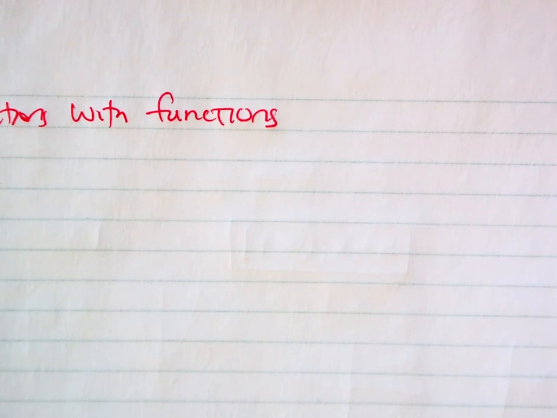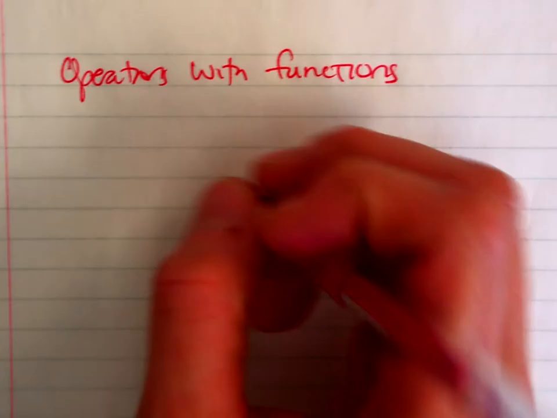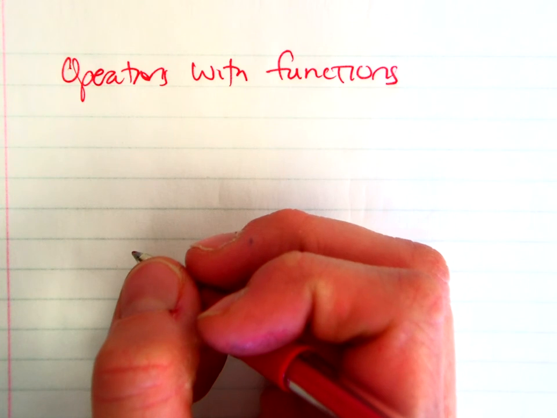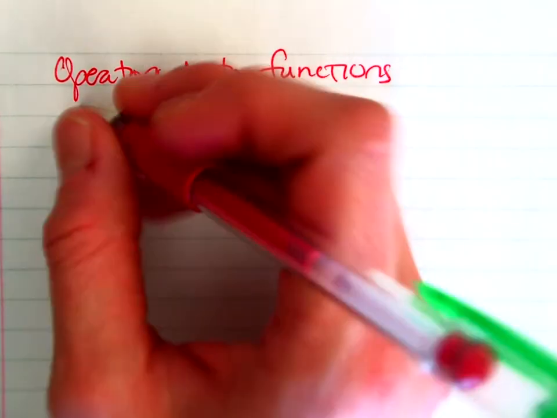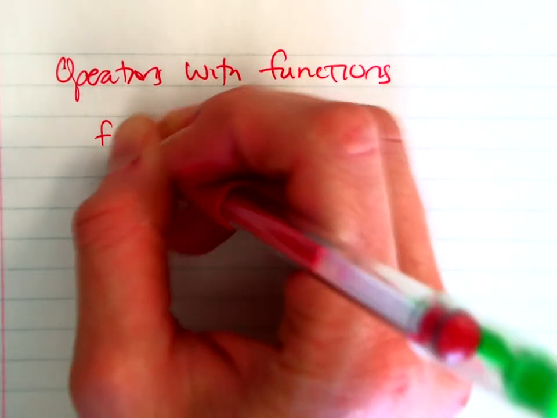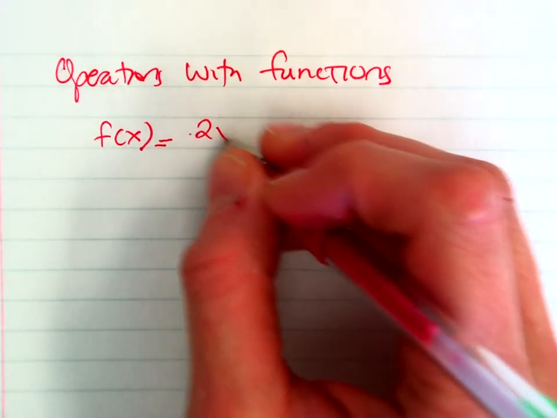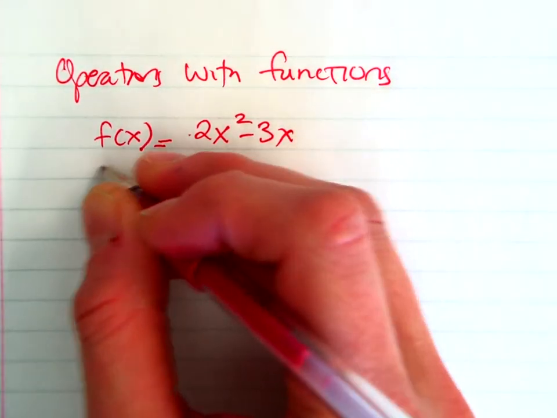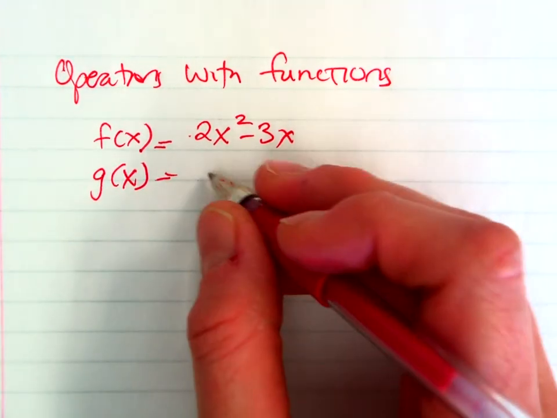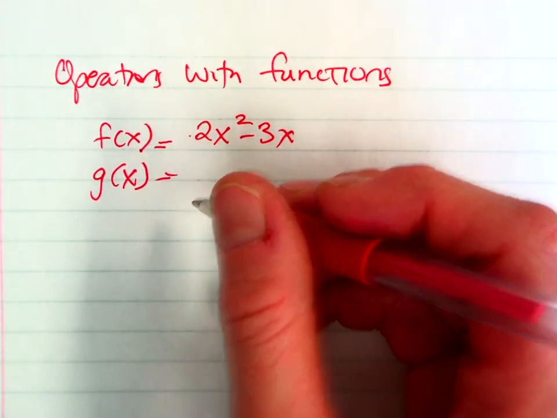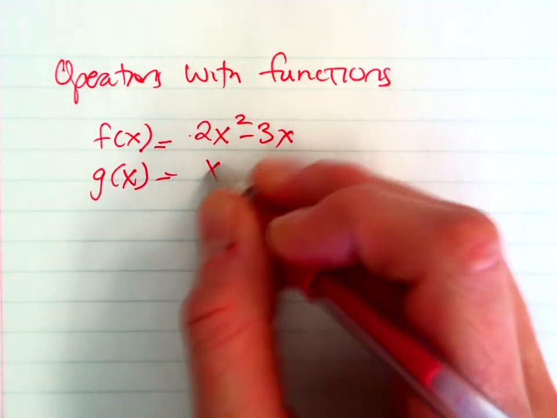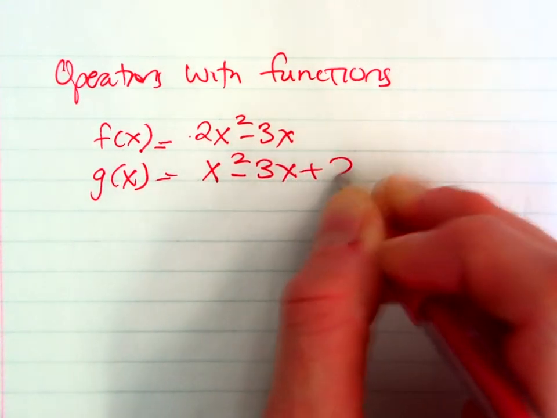Okay, this is a video on operations with functions. I think that the most confusing part of this is when you're given two equations in general. So let's talk about if we're given that f of x equals 2x squared minus 3x and g of x equals x squared minus 3x plus 2.